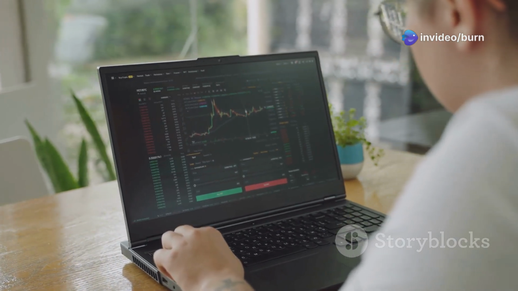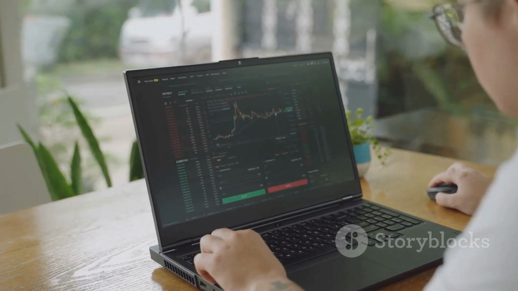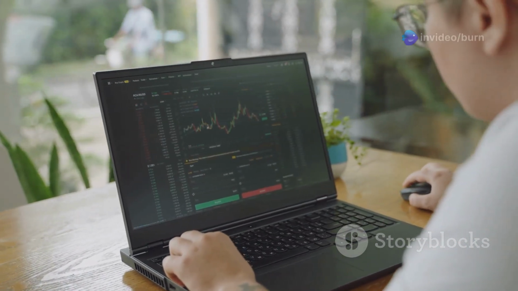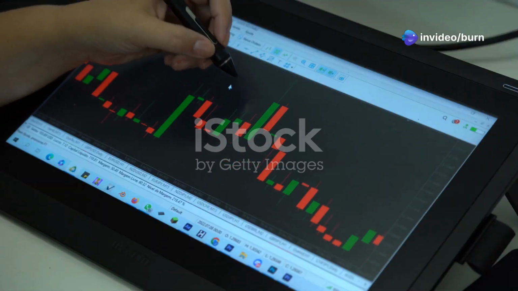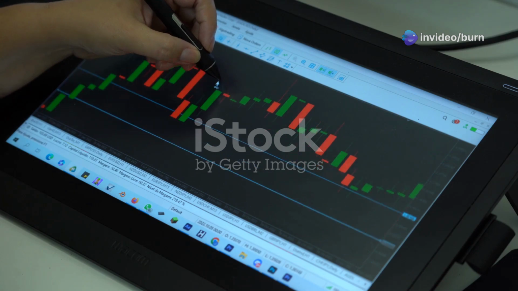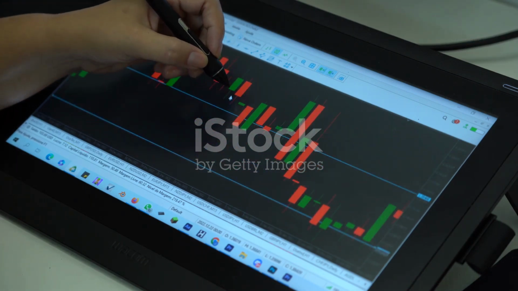While the alligator indicator can be a valuable tool, it's not without limitations. Traders should be mindful of its constraints to avoid potential pitfalls. Like all technical indicators, it's best used in conjunction with other forms of analysis. Relying solely on the alligator can lead to misinterpretations and missed opportunities.